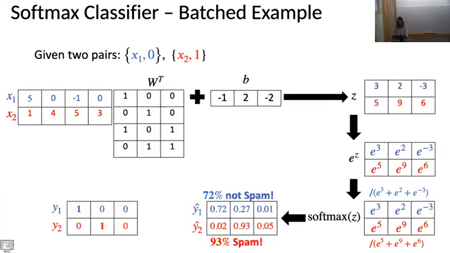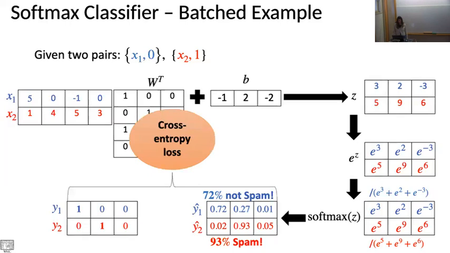And here we see again the one hot vector. Because the first example is labeled as 0, it's a one hot vector with a one only on the 0 entry. And the second one is a one hot vector which is one only in the first entry. Okay, and then we can simply apply the cross-entropy loss between these two matrices.